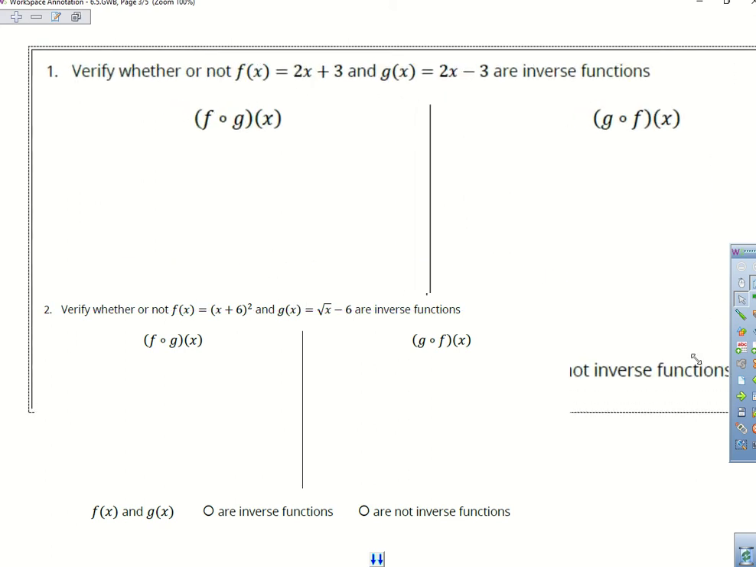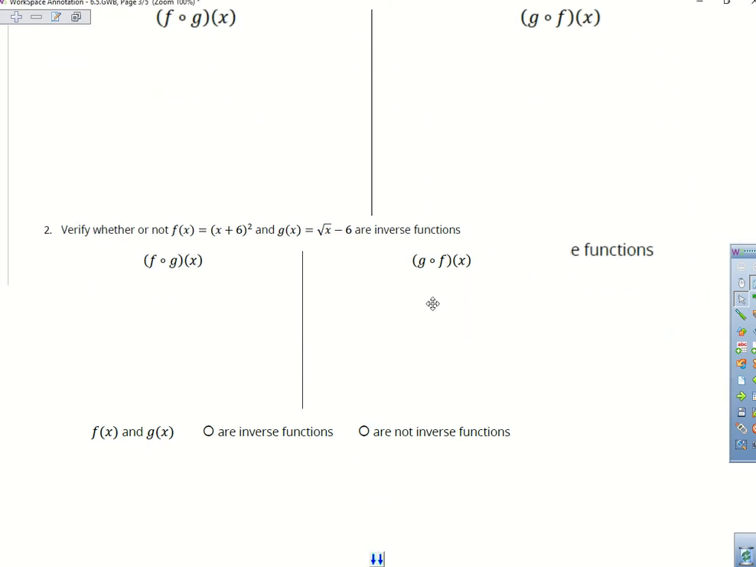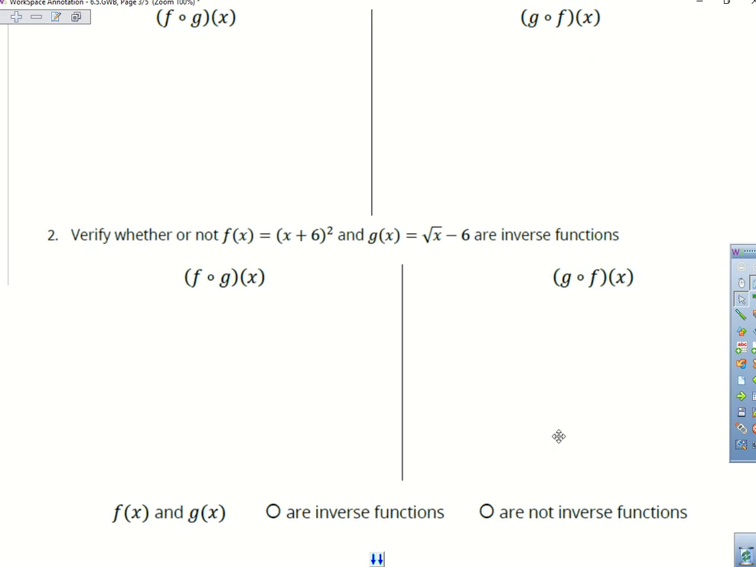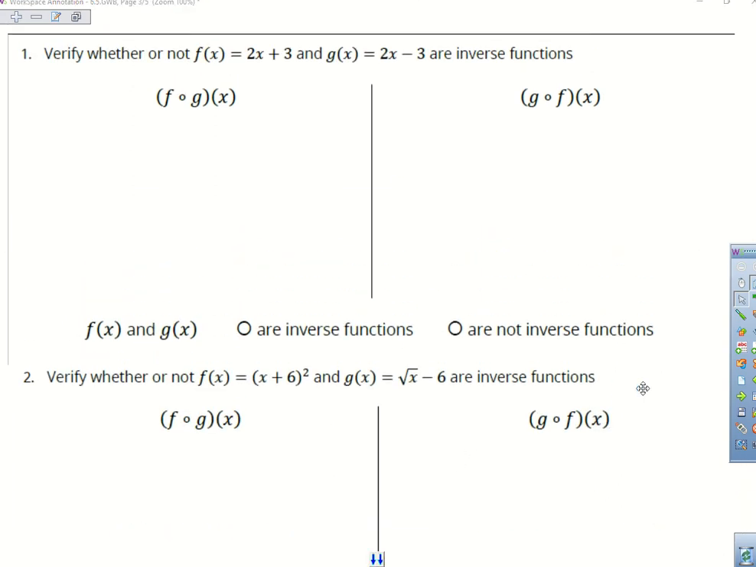I'm going to make one a little bit bigger so we can see it throughout the whole room. And I can make two bigger as well. All right. So number 1 says verify whether or not f of x and g of x are inverse functions. I'm going to keep the f of x in blue and I will do the g of x in red. That way you can follow what's going on. So they want me to do f of g of x, so I'm going to take the f of x function and I'm going to be plugging the g of x function into it.